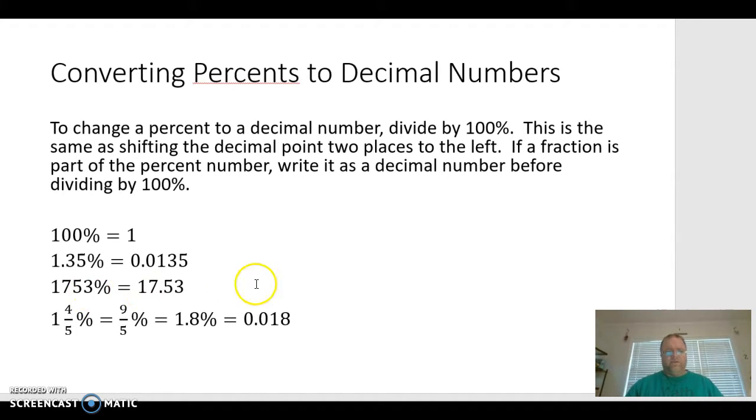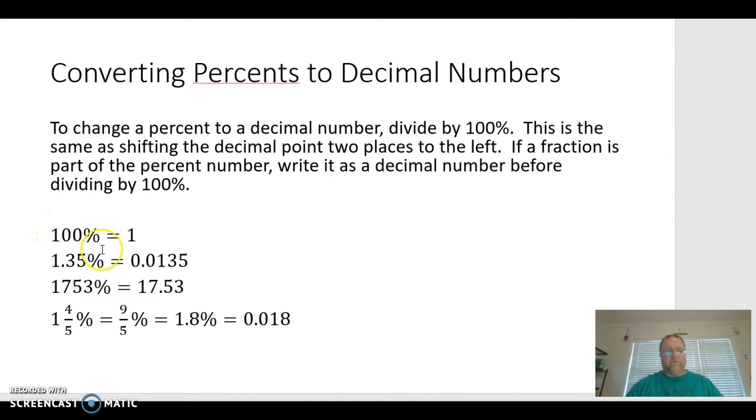All right, converting percents to decimal numbers. So in order to convert a percent to a decimal number, we're going to divide by 100%. This is the same as shifting the decimal point 2 places to the left. If a fraction is part of the percent number, write it as a decimal number before dividing.